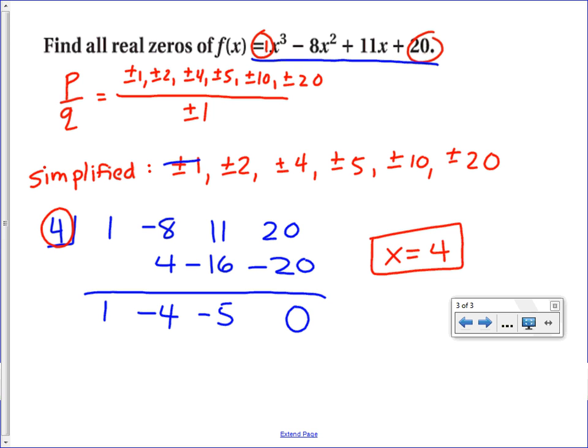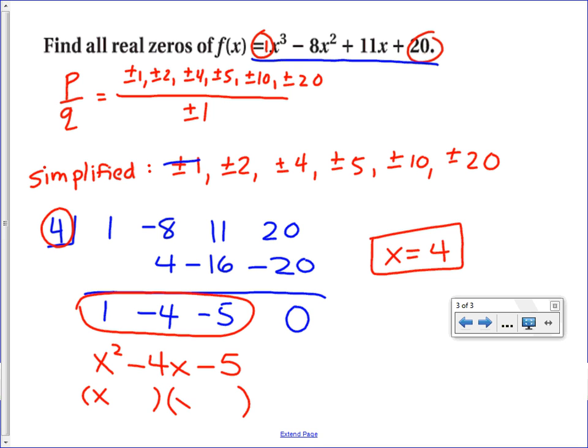Okay? Now I have a couple of options. I could go ahead and keep using synthetic division and just guess and guess until I get the other ones that work. Or, and this is a much better option, you should write your depressed polynomial and see if you can factor it. So our depressed polynomial, if we started out as x to the third, is now x squared minus 4x minus 5, and it has no remainder there. And we want to look at that trinomial and see if we can factor it. We're looking for numbers that multiply to make negative 5 that add up to negative 4.